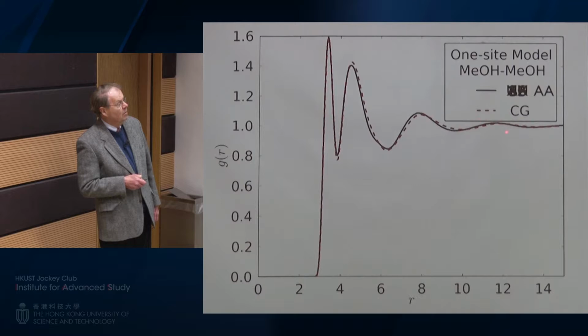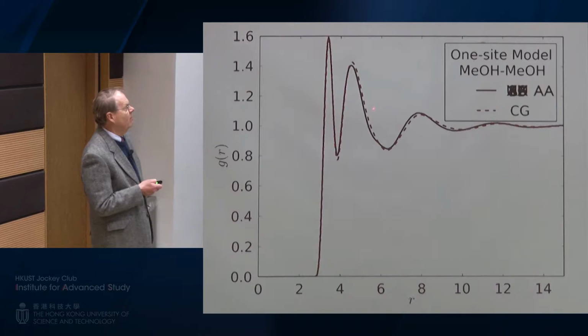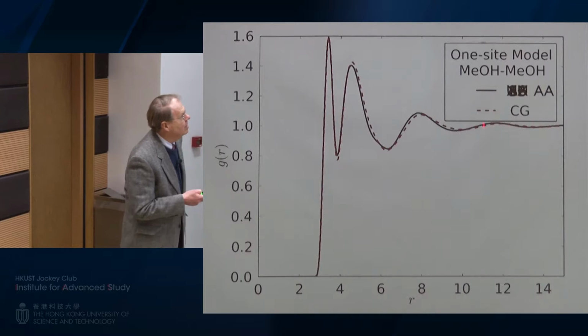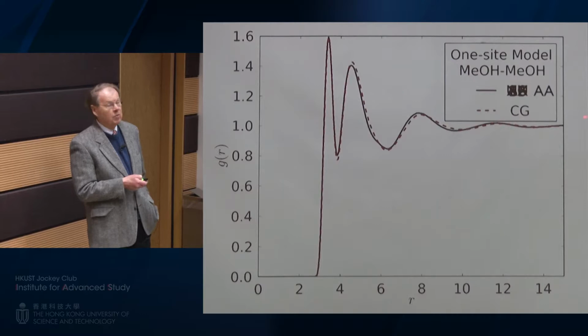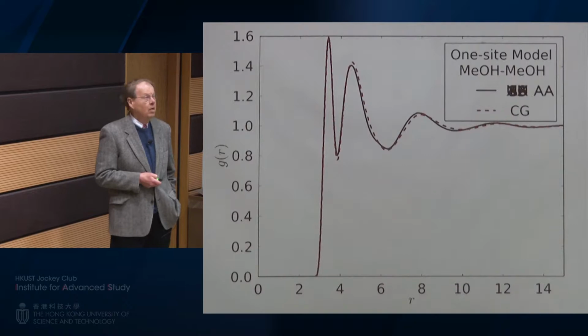Now, I don't know if you can see that these are red. The dashed lines are, I think, red. But okay, yeah, they're red. That's what we get from the coarse-grained simulation. And this is a structural feature of the liquid that we got from this coarse-grained simulation. The solid line is what you get from the all-atom simulation. And the agreement is remarkably good.